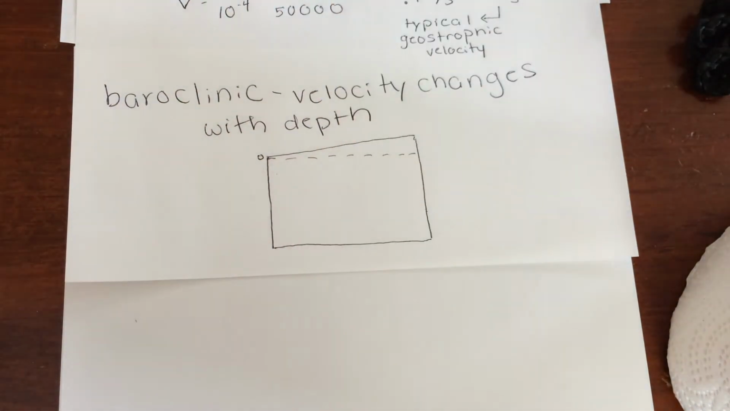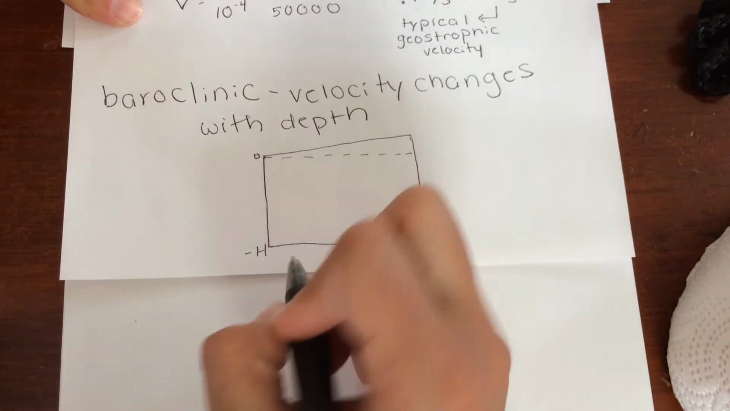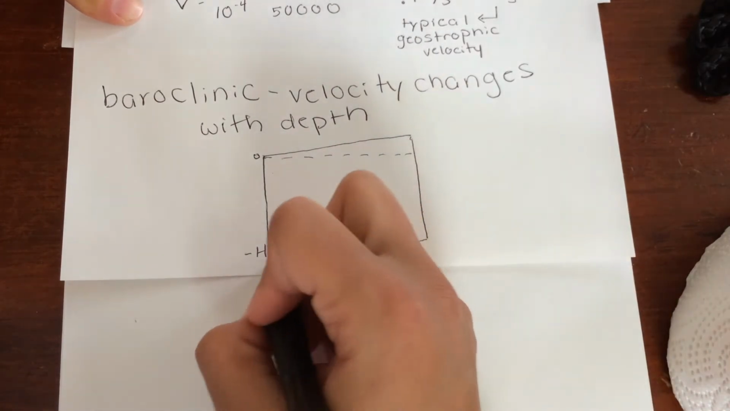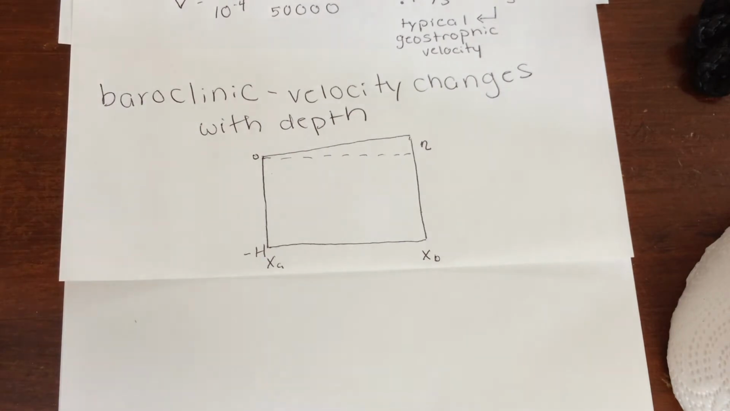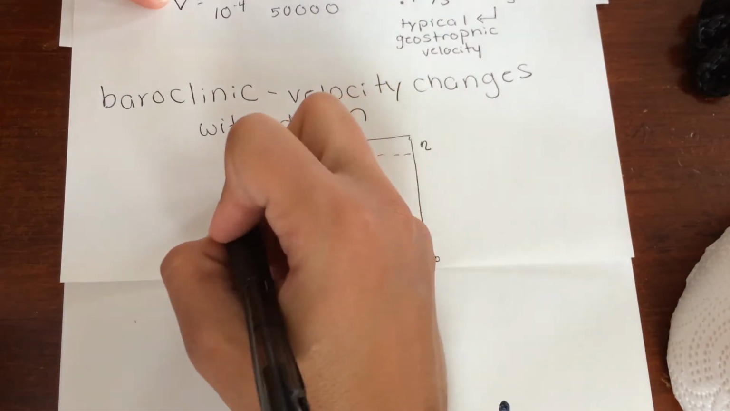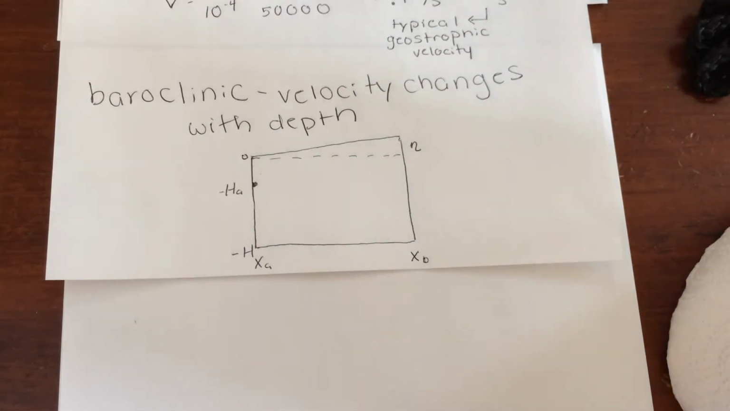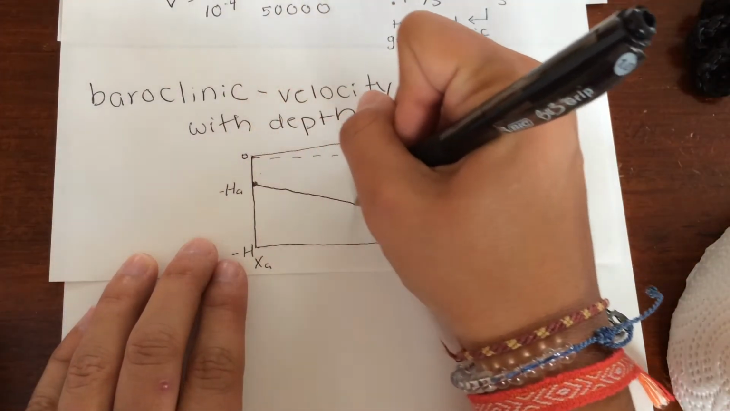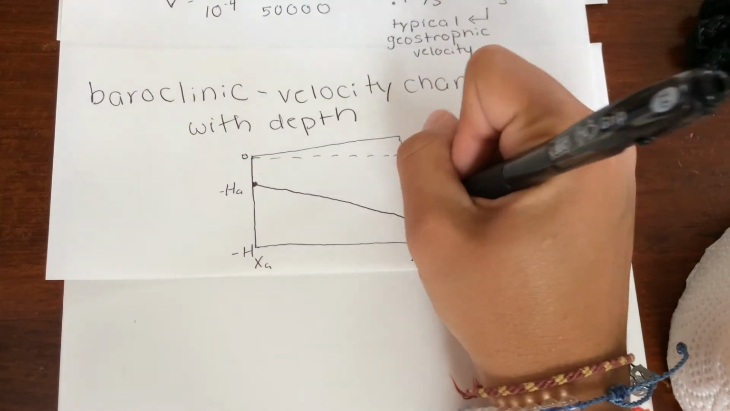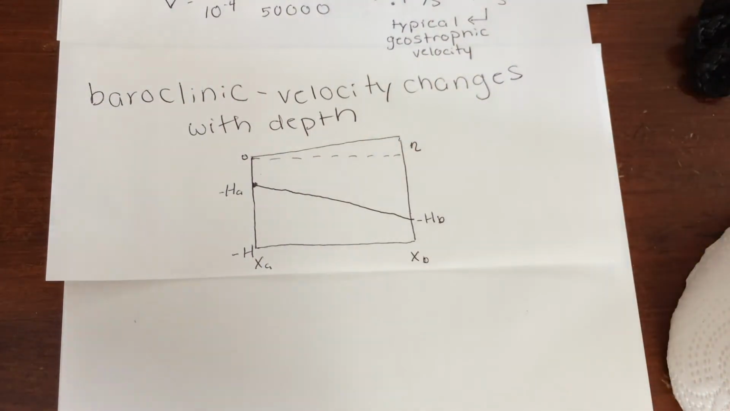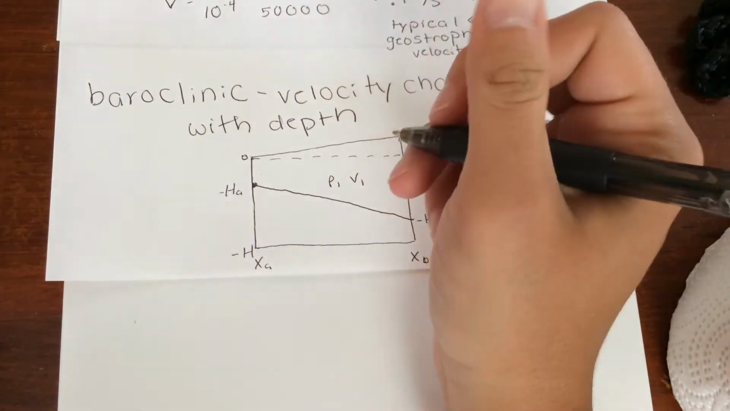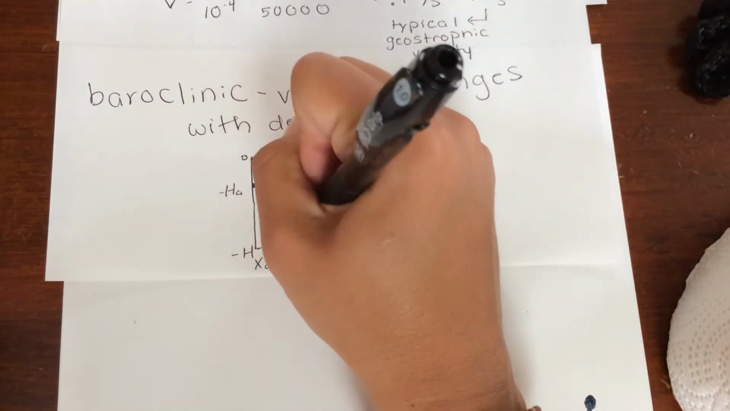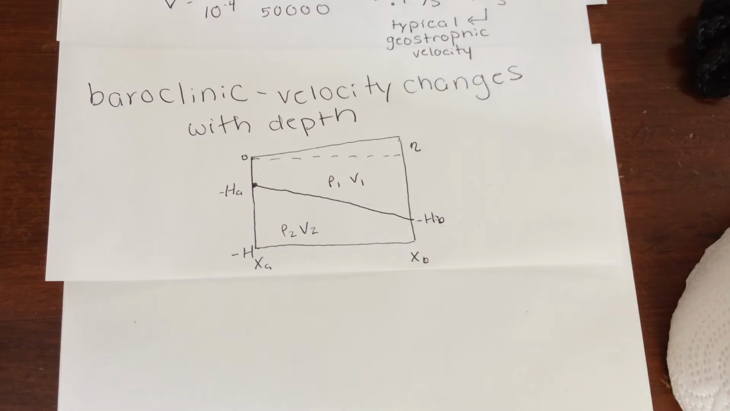The depth of the ocean is negative h, and we'll again label our points xa and xb. This is a two-layered ocean, so let's say our layer interface runs from negative ha to negative hb. In the top layer, or layer 1, we'll call our density rho 1 and our velocity v1. Same with the bottom layer, rho 2 and velocity v2.